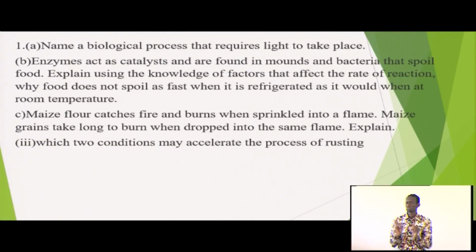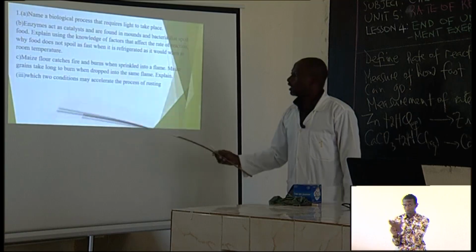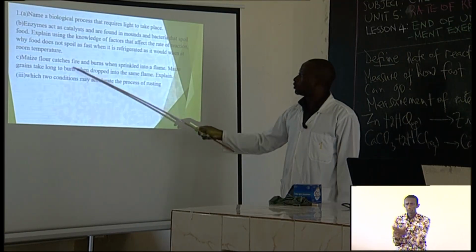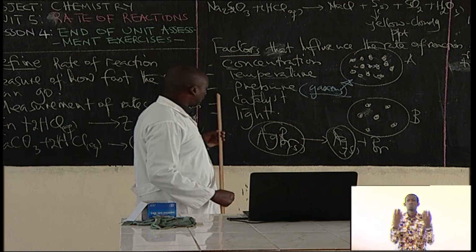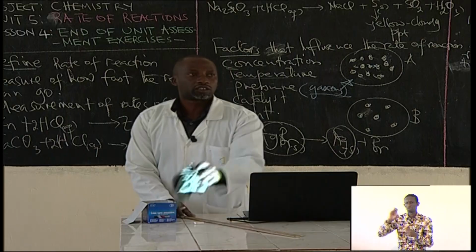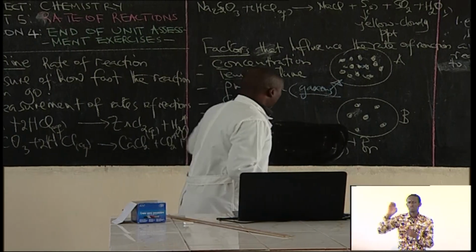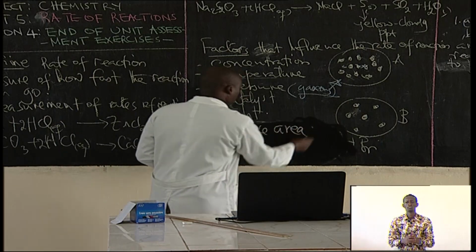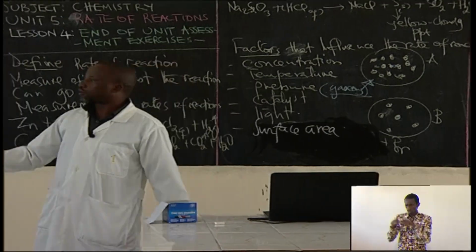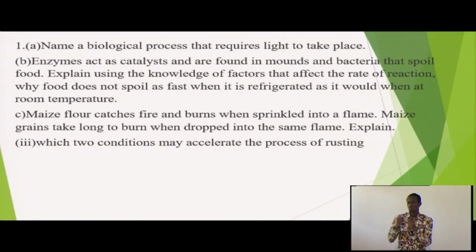Maize flour catches fire and burns when sprinkled into a flame. Maize grains take long to burn when dropped into the same flame. Explain. One other factor here that we have forgotten is the effect of surface area. When you have the maize flour, it is in powder form, so the surface area is increased. Surface area is very large.